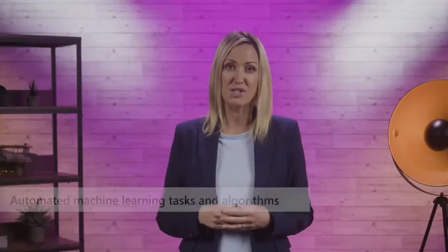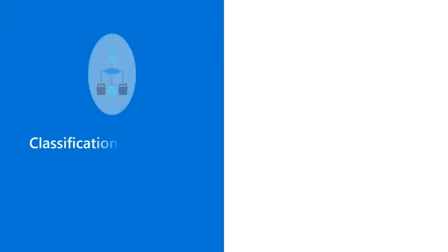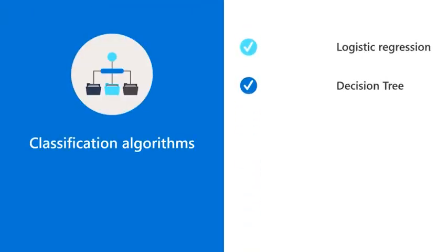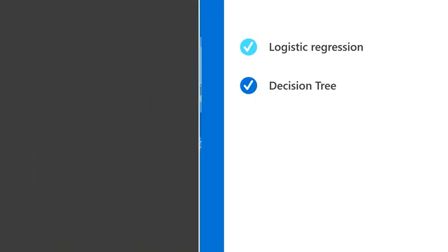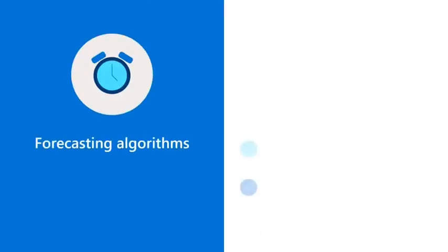You can use automated machine learning in Azure Machine Learning to train models for the following types of machine learning tasks: classification, regression, and time series forecasting. Azure Machine Learning includes support for numerous commonly used algorithms for these tasks. These include classification algorithms such as logistic regression and decision tree, regression algorithms such as linear regression, random forest, and elastic net, and finally, forecasting algorithms such as linear regression and decision tree.